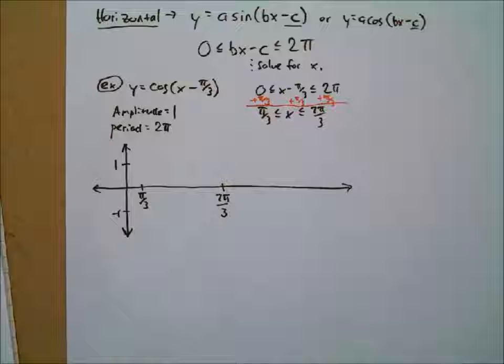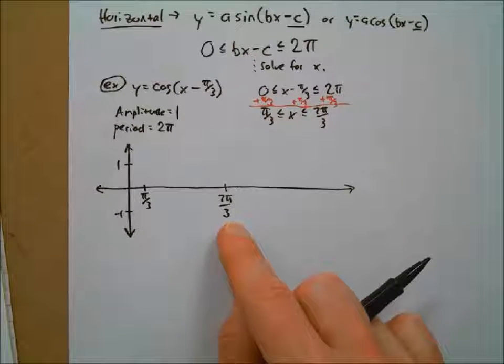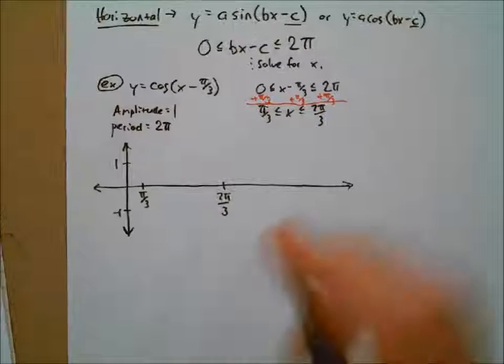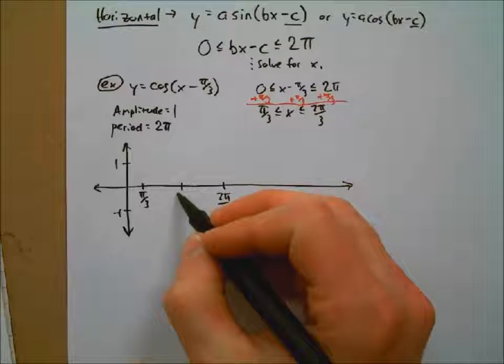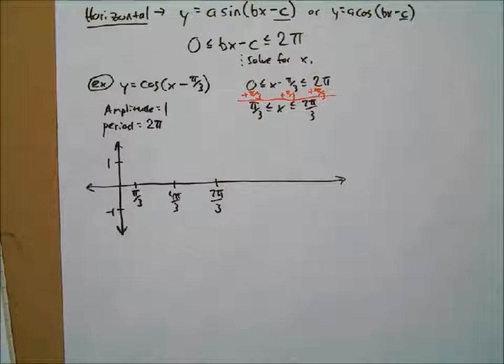Well, how do you find the midpoint between 2 numbers? Just generally speaking, what do we do? Add them together, divide by 2. So pi over 3 plus 7 pi over 3 is 8 pi over 3. Divide that by 2, 4 pi over 3. Okay, 4 pi over 3. Then we want to find the quarter points.